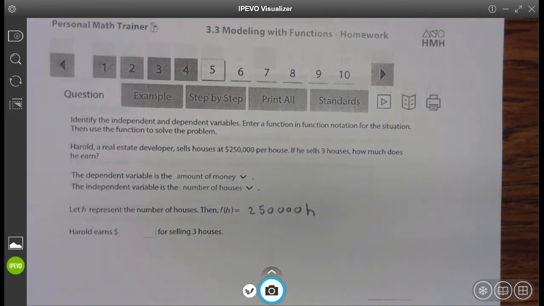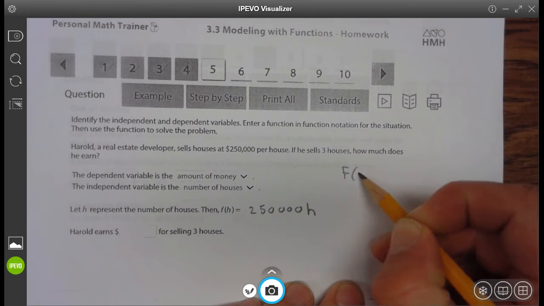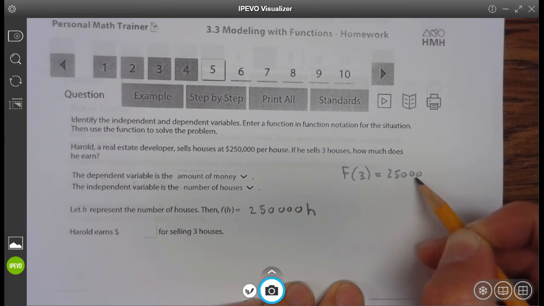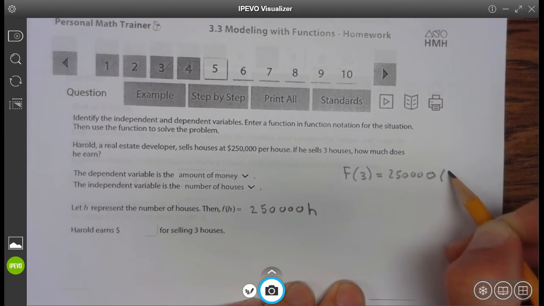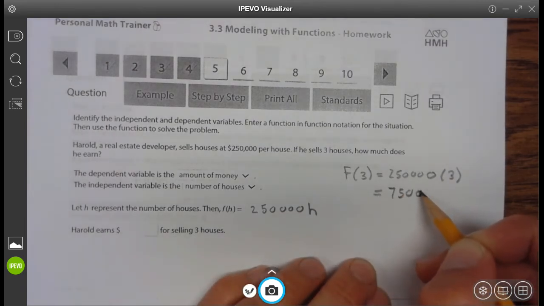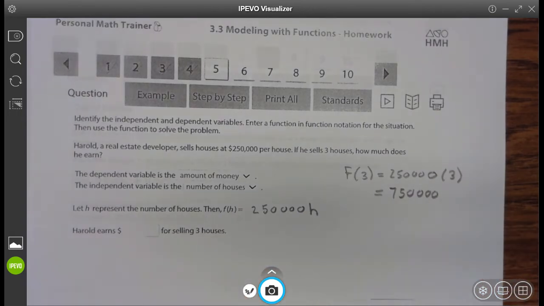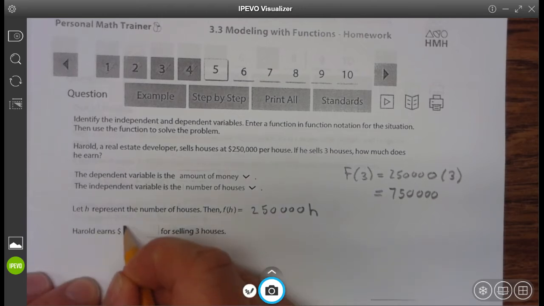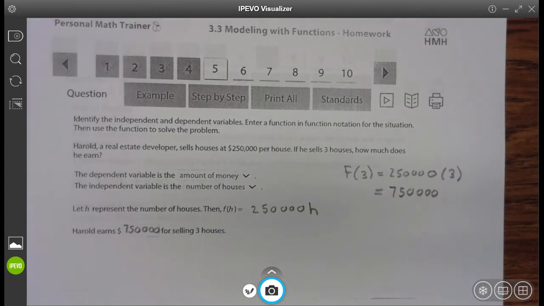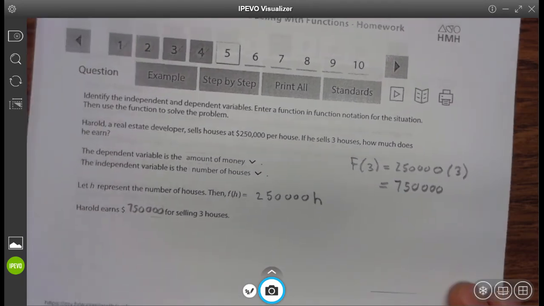So to find out how much he earns for selling 3 houses, we have f of 3 equals 250,000 times 3, which 250,000 times 3 is 750,000 for selling 3 houses. All right, let's take a look at the next example.